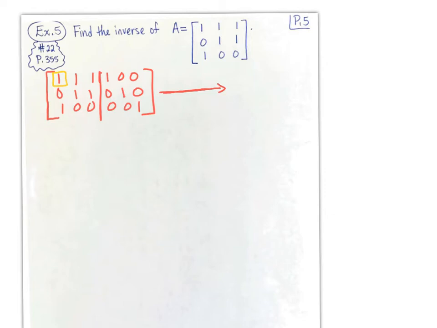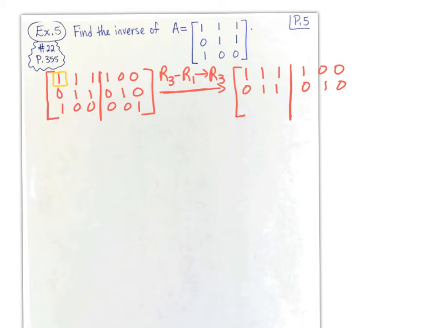Row 3 minus row 1 to get a new row 3. So our first two rows do not change. We have 1, 1, 1. Draw a line. 1, 0, 0. Then we have 0, 1, 1, 0, 1, 0. And then we're doing row 3 minus row 1.